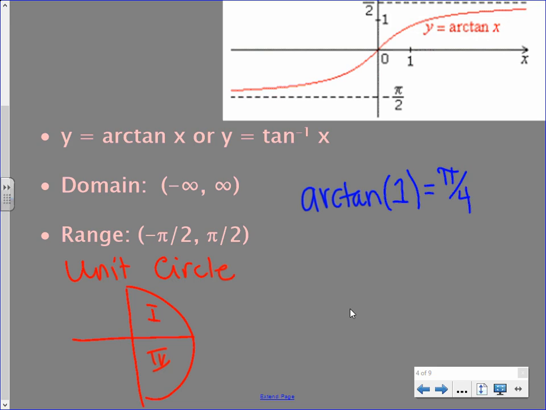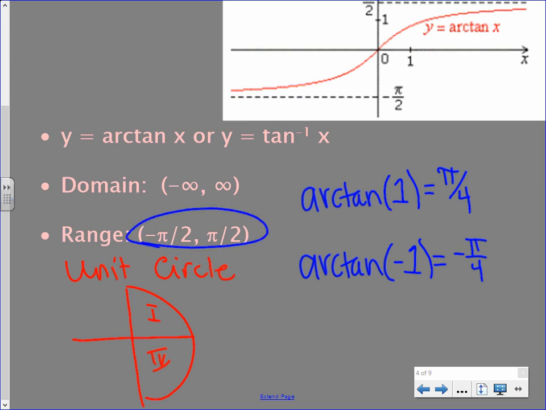Now, yes, I know the tangent ratio is 1 at pi over 4, and 5 pi over 4, and 9 pi over 4, and I can keep going and going, right? But when we're talking about arctangent, I only want from the first quadrant, okay? Because the range is negative pi over 2 to pi over 2. If I ask you for the arctangent of negative 1, which angle would you have to tell me? Negative pi over 4. Okay? We know that between the first and fourth quadrant, tangent's negative in the fourth quadrant. So we have to call it negative pi over 4 so it fits in this range.